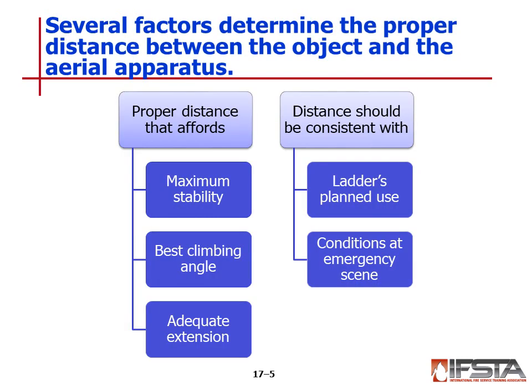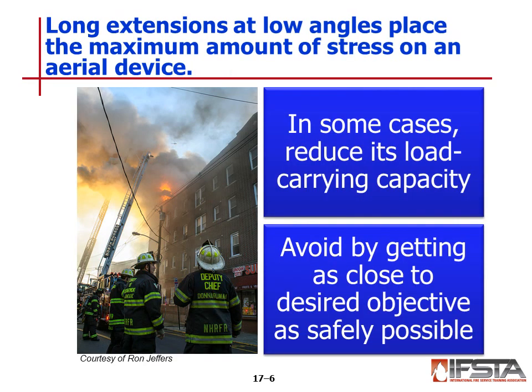For any given situation, the proper distance between objects and the aerial apparatus is the distance that affords maximum stability, best climbing angle, and adequate extension. The distance should be consistent with the ladder's planned use and conditions at the emergency scene. Long extensions at low angles place the maximum amount of stress on an aerial device and in some cases reduce its load carrying capabilities. Whenever possible, the driver operator should avoid long extensions at low angles by getting as close to the desired object as safely possible.